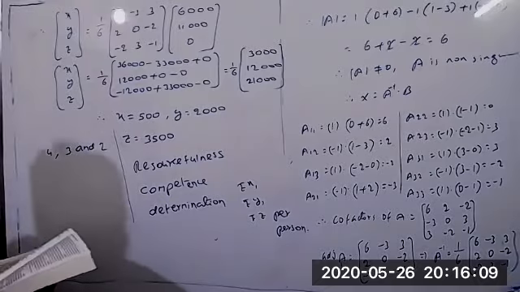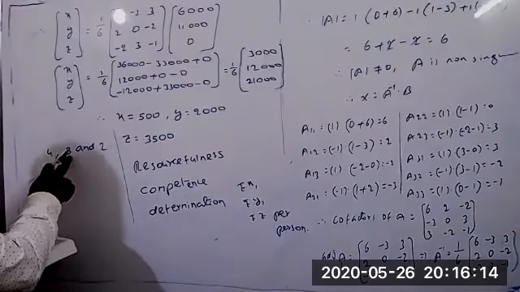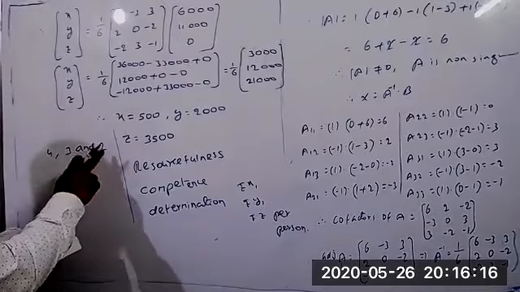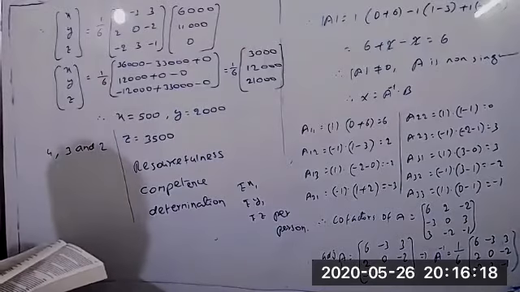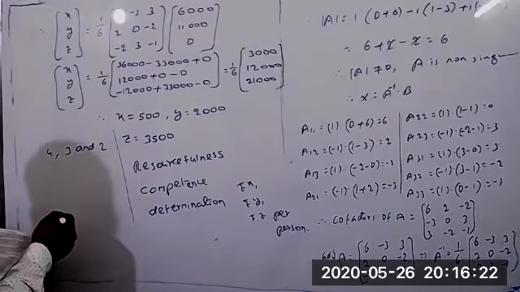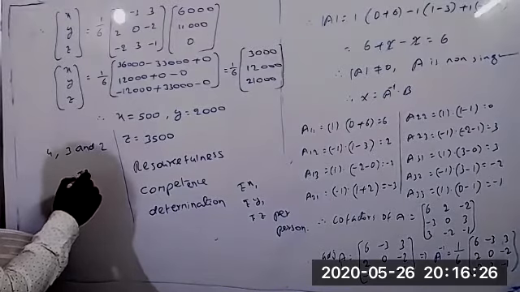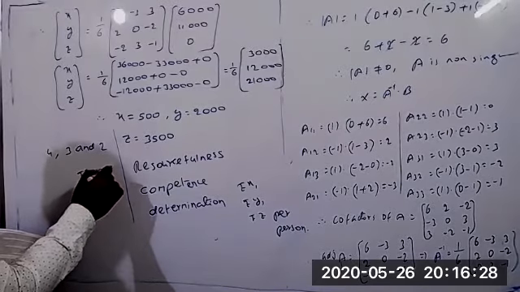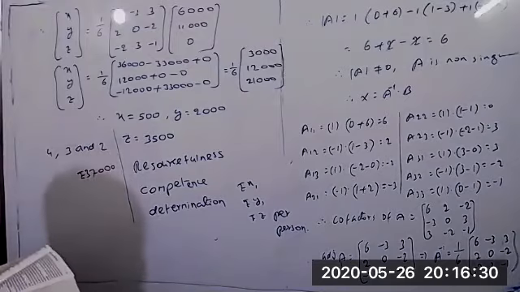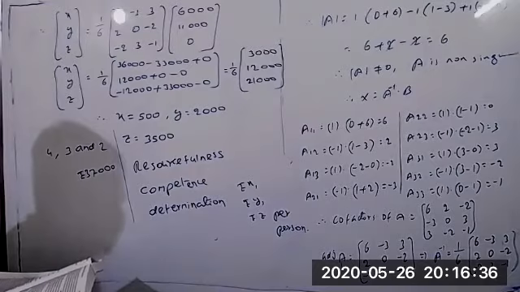So the first organization decided to award respectively 4, 3 and 2 employees with a total prize money of 37,000 rupees. The total prize money is 37,000 rupees. What is this condition?